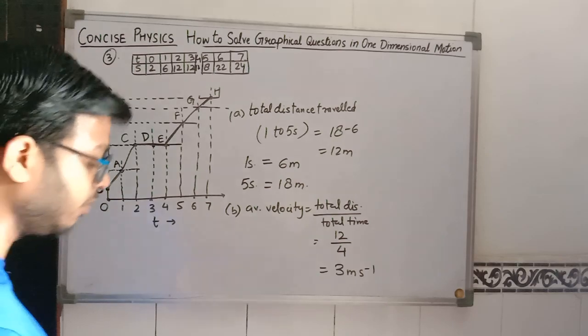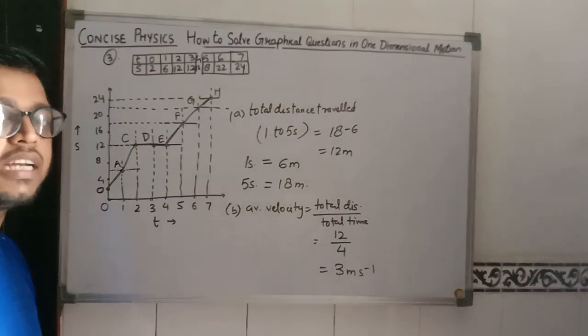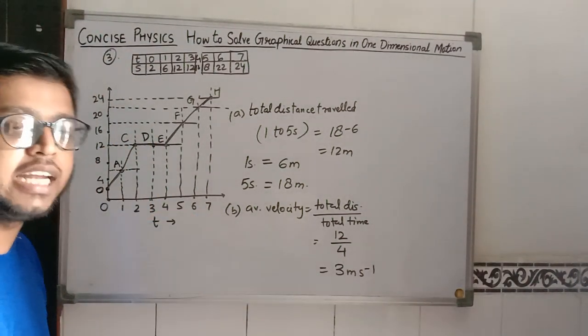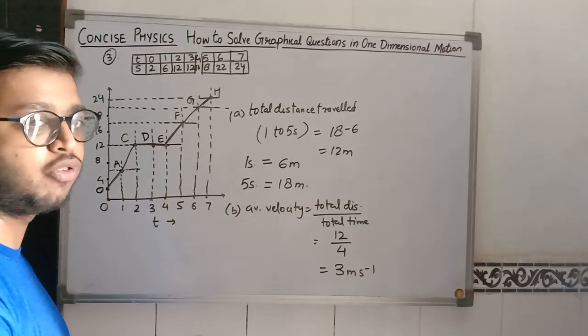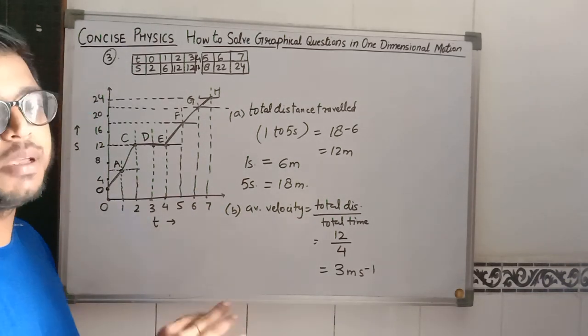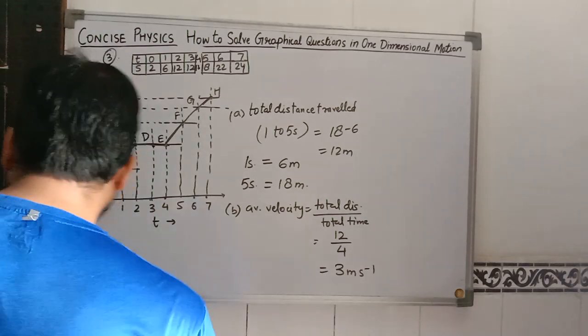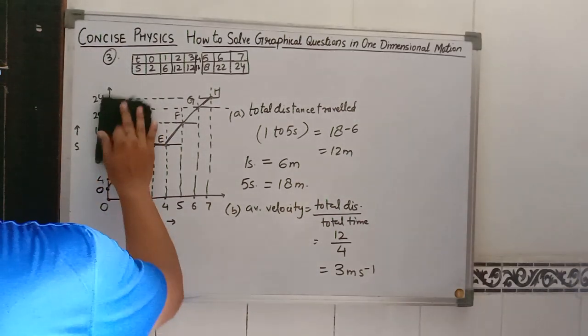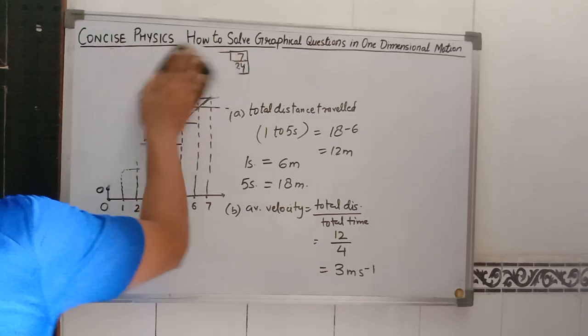So this is question number 3. It is not compulsory that the graph will always be a straight line, or always of uniform velocity. It is not confirmed. Sometimes the graph may be made in a different way.